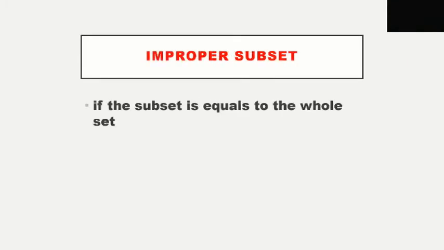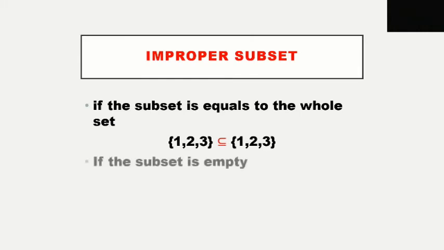Improper subsets: if the subset is actually equal to the set itself as a whole. So the set containing 1, 2, and 3 is an improper subset of the same set. Another is if the subset is empty. So an empty set is actually an improper subset of any set.